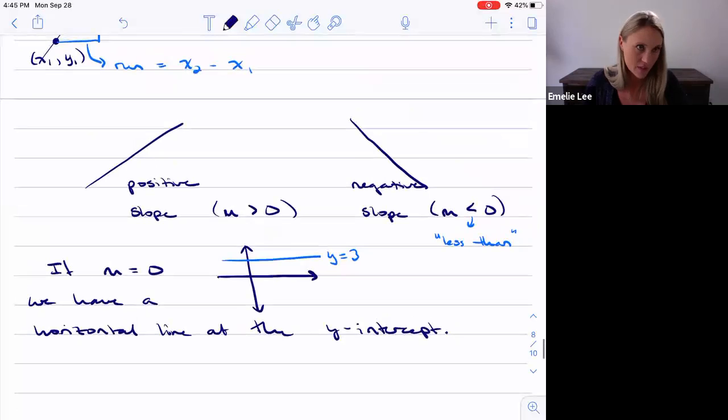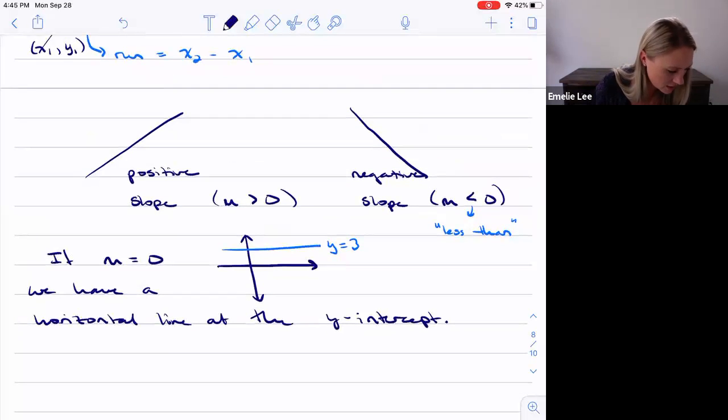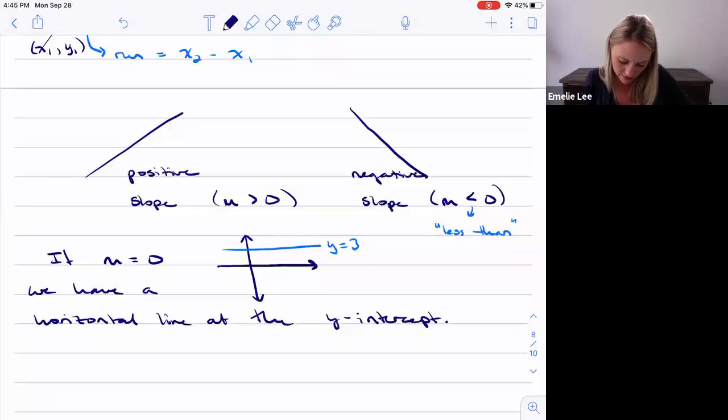Those are our options. And I think that's a pretty good place for us to stop. What do you guys think?